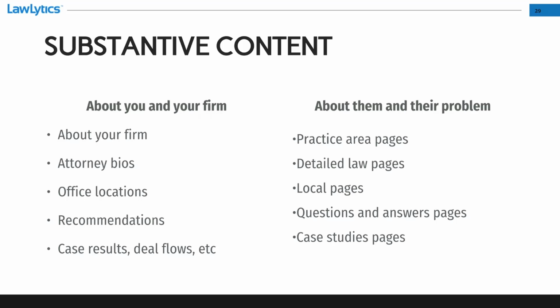The first is the pages that are about you, so the About Your Firm page, your attorney bio or bios if you have more than one attorney, your office location or locations, recommendations from happy former clients, and other things like case results that demonstrate your capability. The second category is the pages that are about your potential clients and about the problem or case that they're facing. So that includes practice area pages, the pages that detail the important aspects about the law and the place where you live, local pages that help you strategically target your specific local audience, frequently asked questions pages that help with things like client expectation management and case studies.